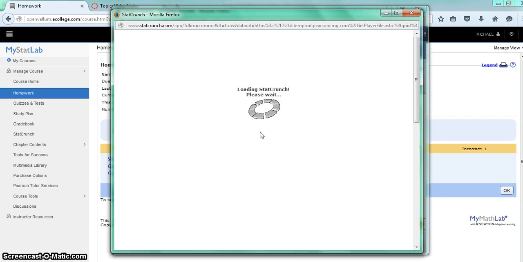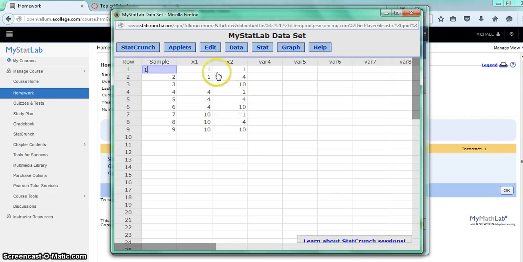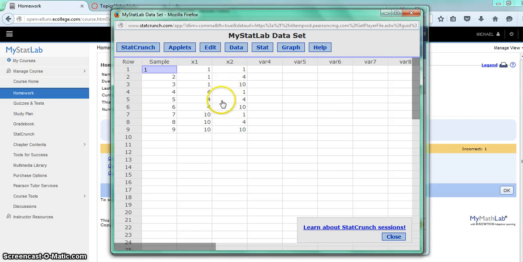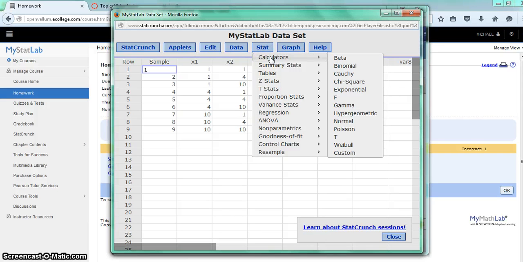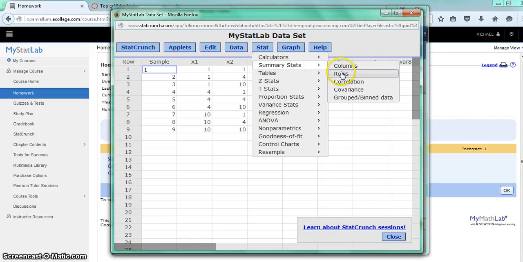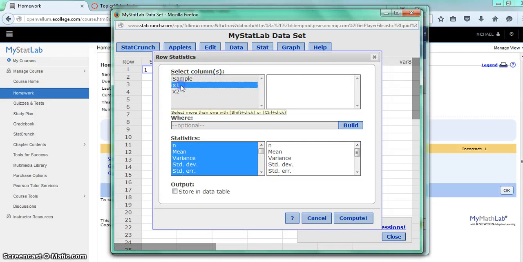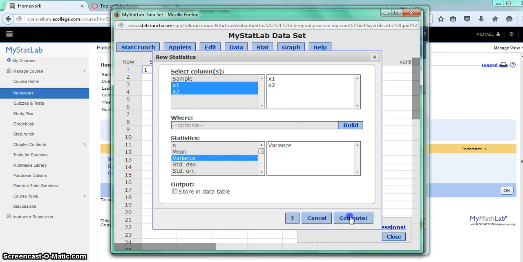And I want to find the variance of the 2 samples. So if you look at the first two, 1 and 1, the amount of variation they have is 0. Same thing with 4 and 4, and then 10 and 10. So let's just compute the variances real quick. We're going to be doing rows instead of columns. And we want to look at x1 and x2, and again all we're looking for is the variance, so let's do that.